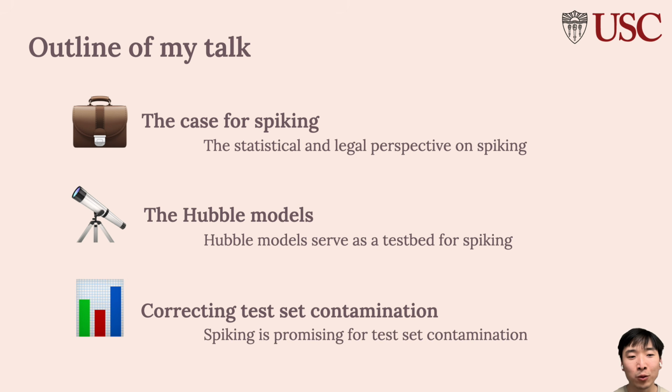In the last part, we'll create a simulation setting based on the Hubble models and show that spiking is a promising method for test set contamination.